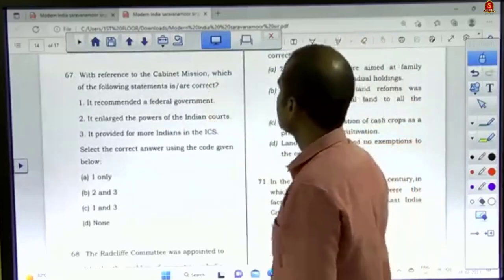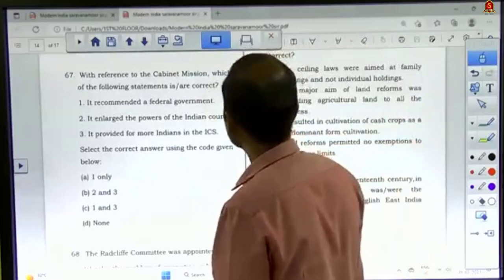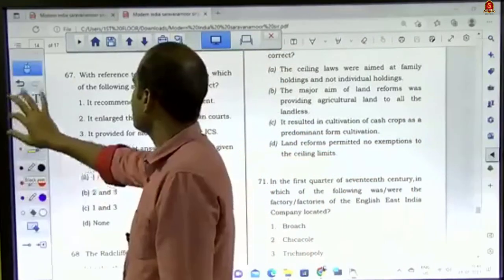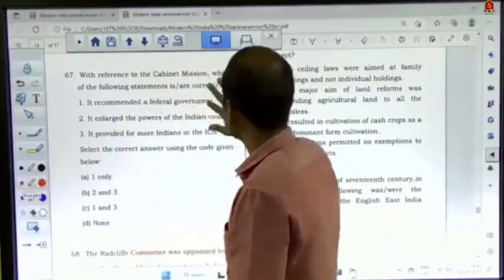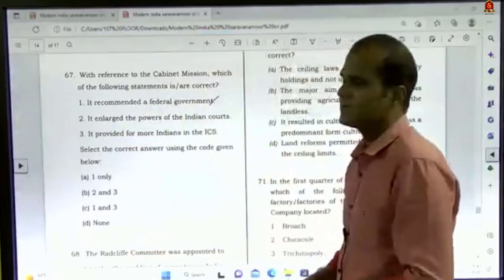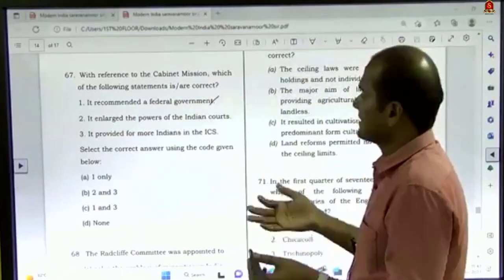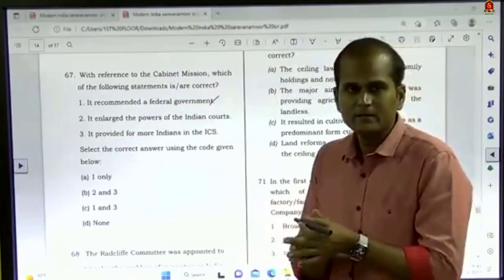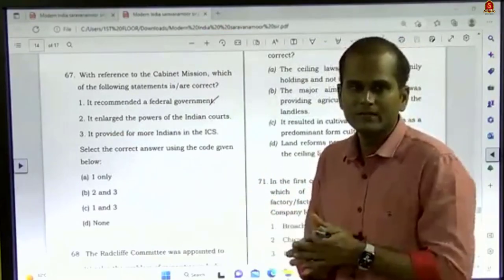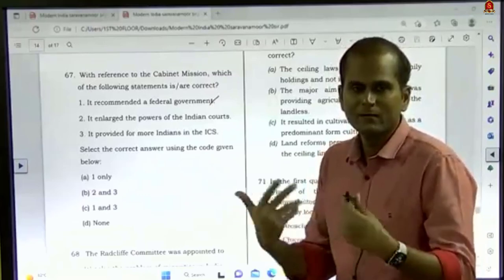With reference to the Cabinet Mission, which of the following statements is or are right? It recommended the federal setup. Yes, the mission itself said there shall be a federal government, with residual power with the provinces. Actually, one of the main aims of the Cabinet Mission was to avoid partition. It purported a federal provincial setup.